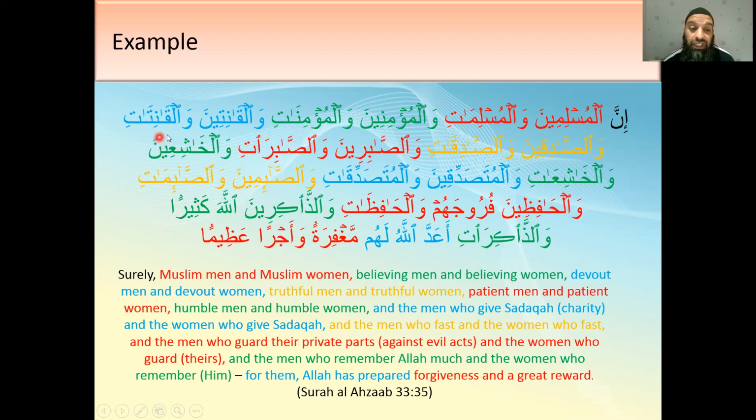Wal khashi'ina, and the humble men, wal khashi'ati, and the humble women, wal mutasaddiqina, and the men who give sadaqah, wal mutasaddiqati, and the women that give sadaqah.